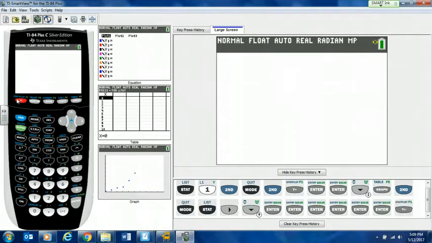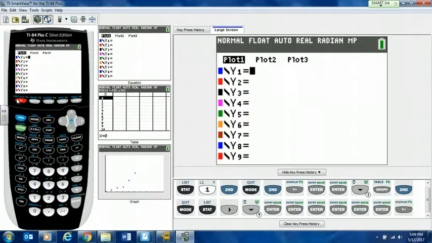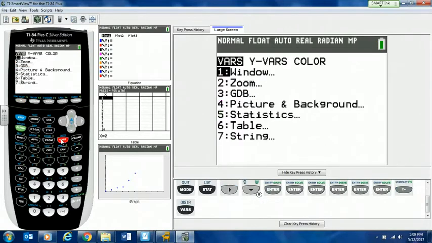We're going to go to our y equals, then go to y1 equals. If you have anything there, clear it. You shouldn't have anything else there. The next thing we're going to do is press the vars button and go down to statistics, which is 5.